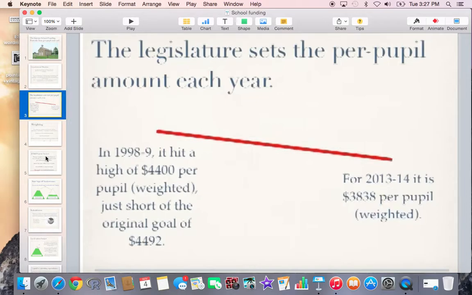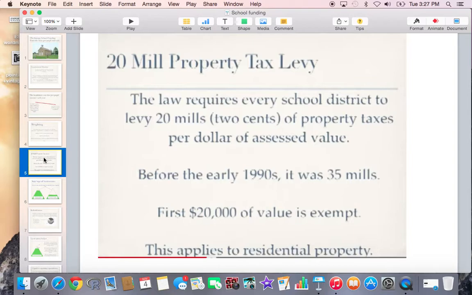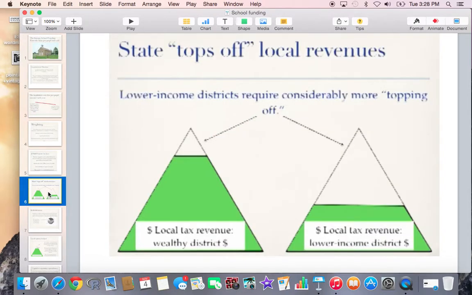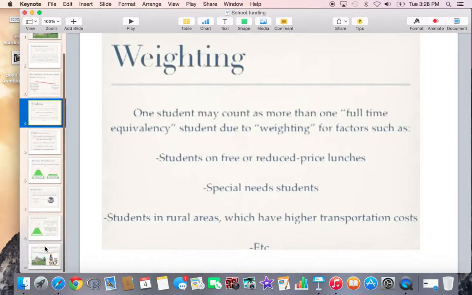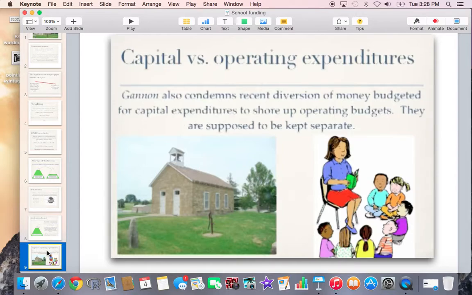Again, the basic idea is to raise money from a property tax minimum levy and then top up the rest of the money that schools need to get their base per pupil state aid with money from state general revenues. And that requires a lot more for less wealthy than more wealthy school districts. And the primary complicating factor is the weighting, because a pupil is not always a pupil. One pupil can count as more than one if they meet any of these or a number of other categories that involve needing additional support from the state. And finally, in Kansas, as in many states, the capital and the operating expenditures are supposed to be kept separate. So there you have it, the Kansas school-based funding formula.